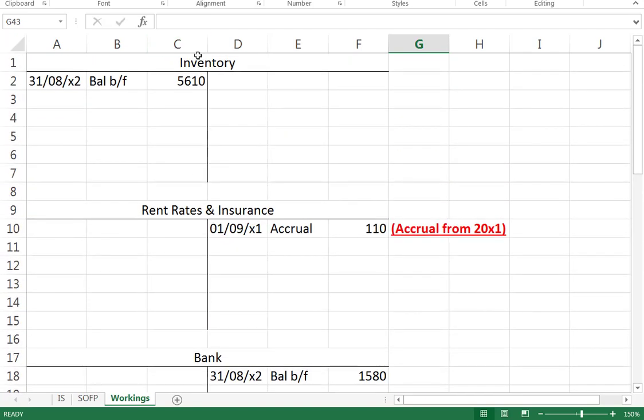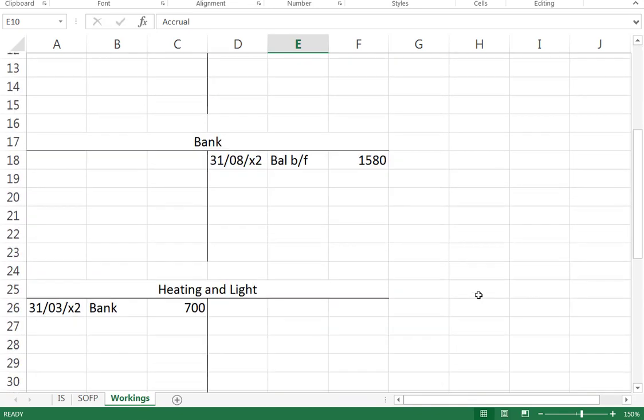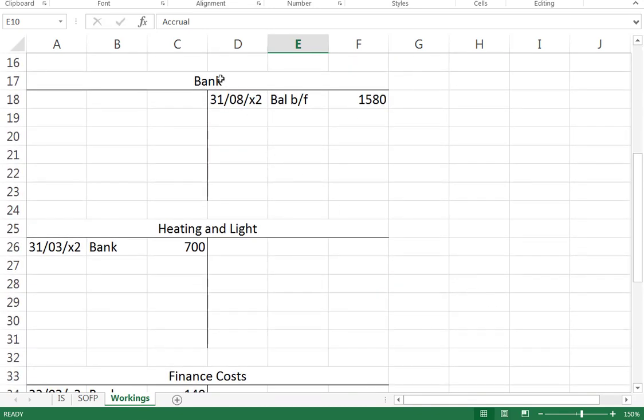So what's the situation? Inventory. I'm saying that at this moment in time the inventory figure in my trial balance is 5610. The rent, rates and insurance figure is on the credit side of 110. I know that's an accrual because I'm saying coming into the year I already owe 110. That's an accrual from the previous year, from X1. The bank figure that you have at the moment in your trial balance is an overdraft of 1580.